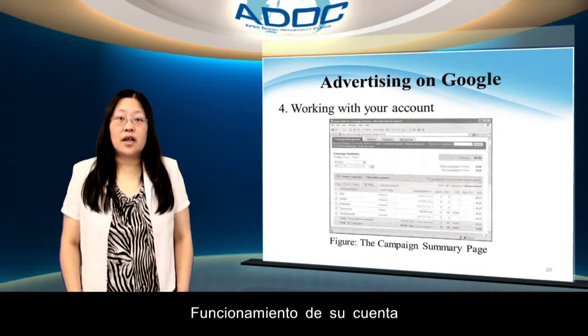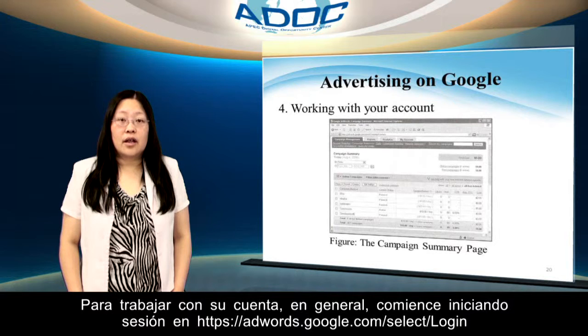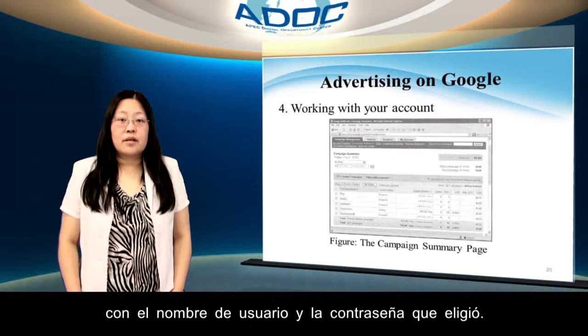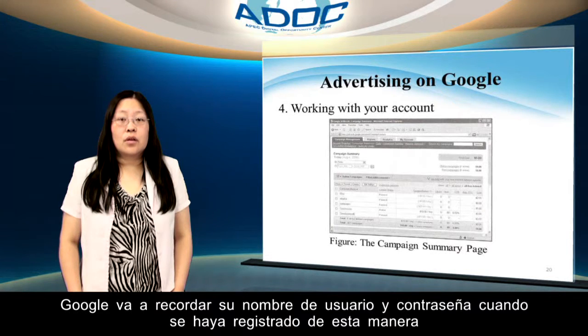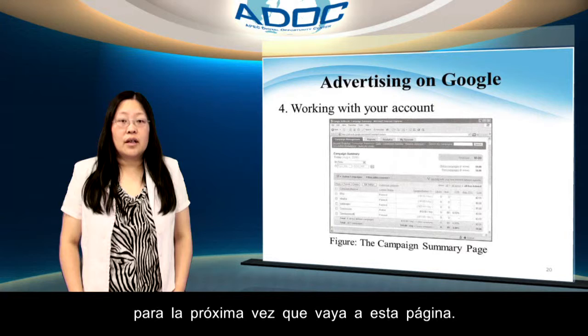Working with your account. To work with your account in general, start by logging in at https://adwords.google.com. Select Login with the username and password you selected. Google will remember your username and password when you have logged in this way, and the next time you go to this page.